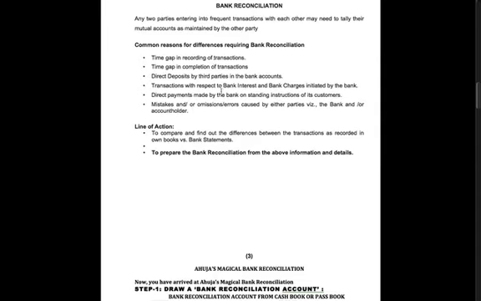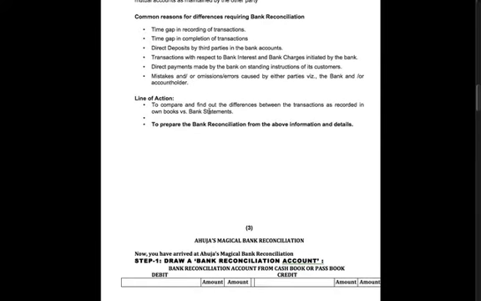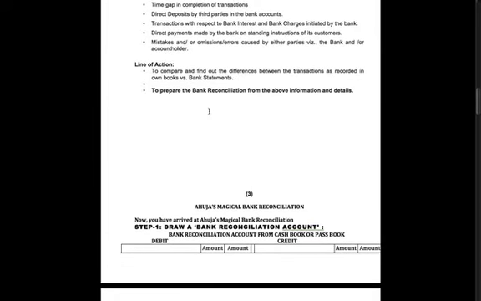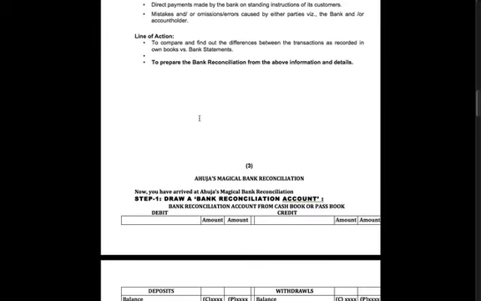Very similarly, there are other items, you can see them, that could be the reasons for the differences between the two sets of accounts. Then how do you do it? Line of action: how to reconcile a bank? First, compare and find out the differences between the transactions as recorded in your own books, that is the cash book, and the bank statement. Simple. You simply have to tick it out, and whatever is unticked, that means the unreconciled items, you just make a chart of it. And then the real exercise of preparation of bank reconciliation starts.